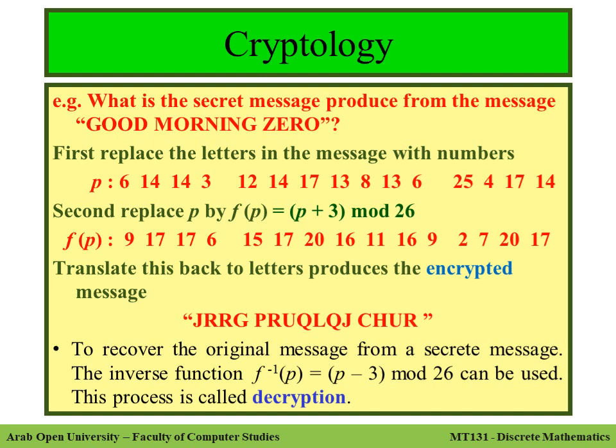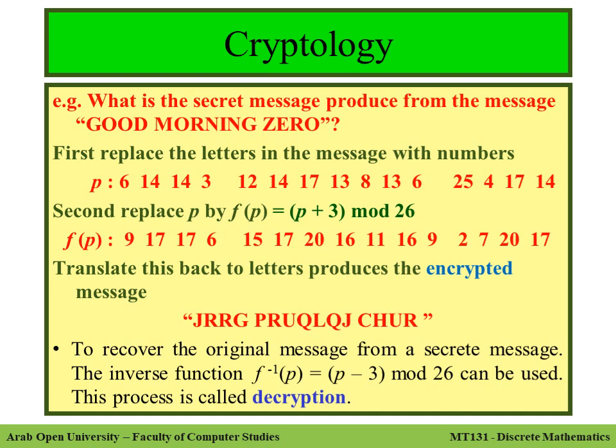6 plus 3 is 9, 14 plus 3 is 17, 17 again, 3 plus 3 is 6, 12 plus 3 is 15, 14 plus 3 is 17. The first time that you will get a number where you have to apply the modulo is, let's see, for this letter, 25 of course stands for Z.